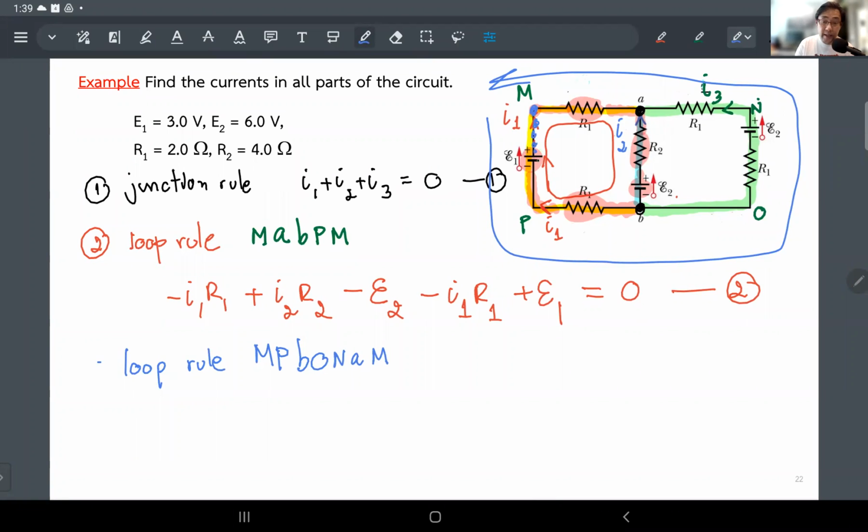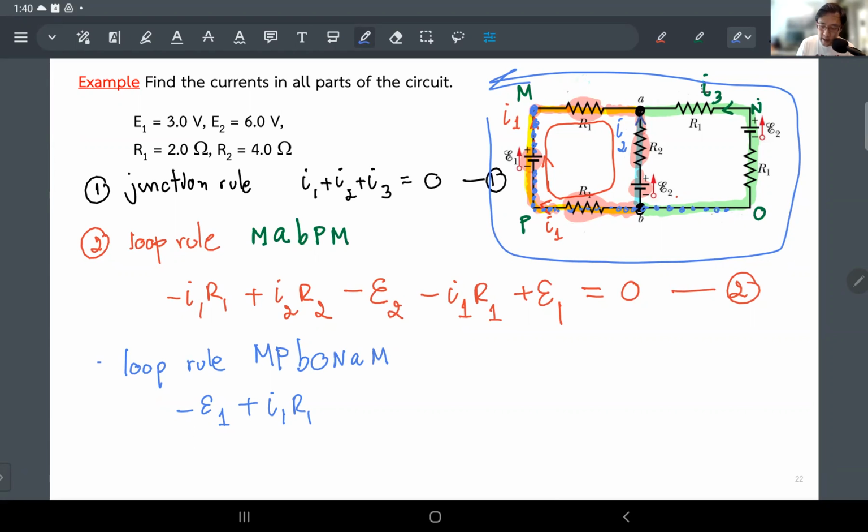Now I hit the positive end of this battery. I'm going from positive to negative. So it's downhill, negative E1. Very good. Oh, I see R1 again. But now the current is actually going against me. So when it goes against me, it means the way that I'm going is at the higher level. So it's going to be positive I1 R1. Make sense? Keep going. So now I'm going through R1, keep walking.